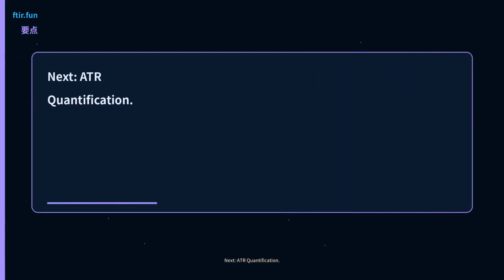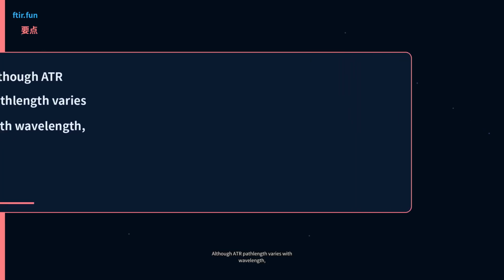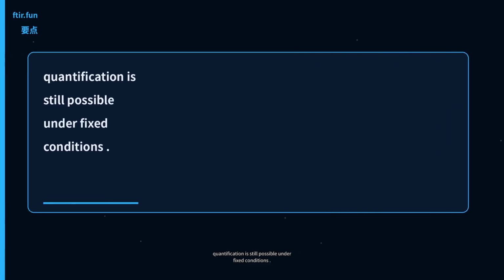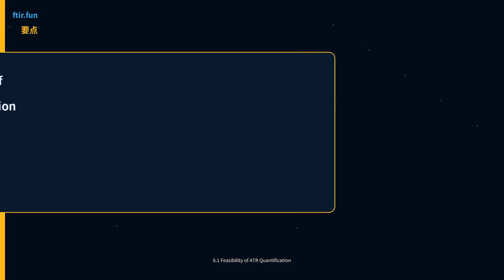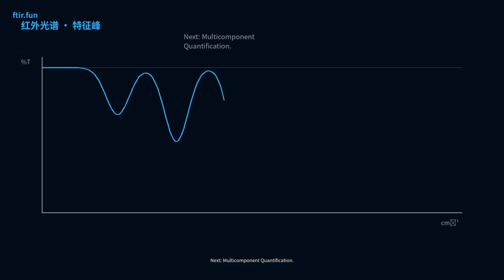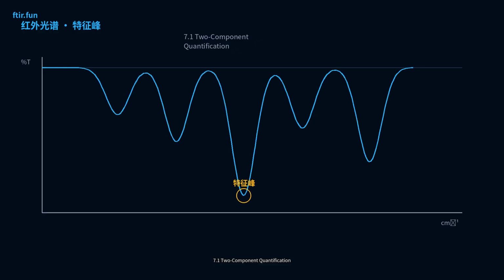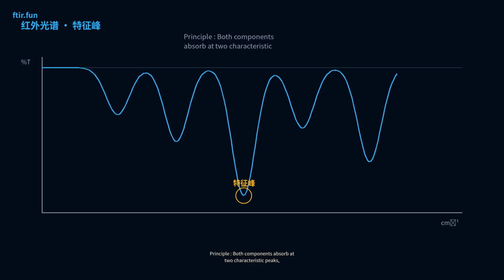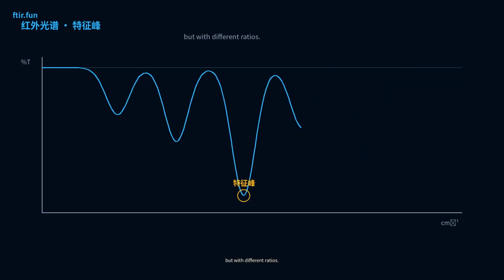Next, ATR quantification. Although ATR path length varies with wavelength, quantification is still possible under fixed conditions. 6.1 Feasibility of ATR quantification. Next, multi-component quantification. 7.1 Two-component quantification. Principle: both components absorb at two characteristic peaks, but with different ratios.